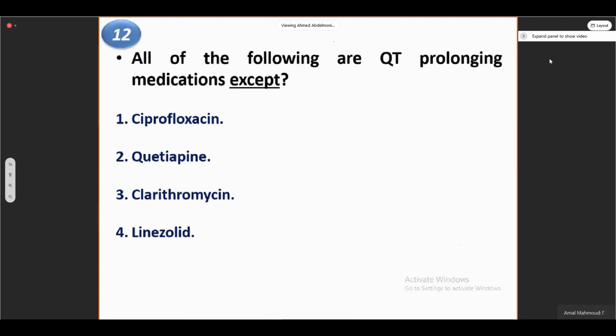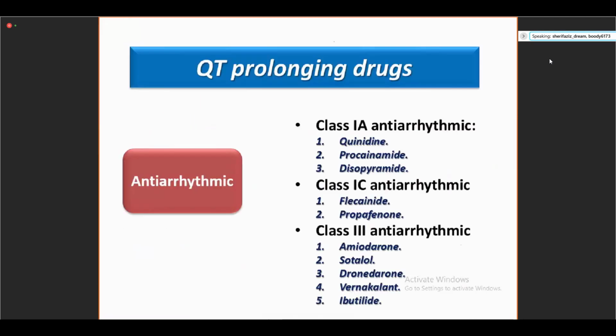So the answer started to appear right here. Of course, it can show the answer, Dr. Linezolid, of course, is a famous oxazolidinone antibiotic. Ciprofloxacin, of course, is a quinolone, so of course it prolongs the QT. Quetiapine is a famous agent that prolongs the QT, and clarithromycin, of course, is a macrolide, which is famous for prolonging the QT. But linezolid is not one of them.